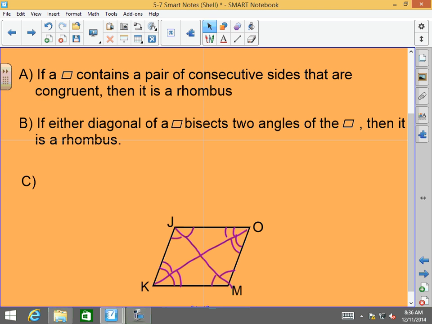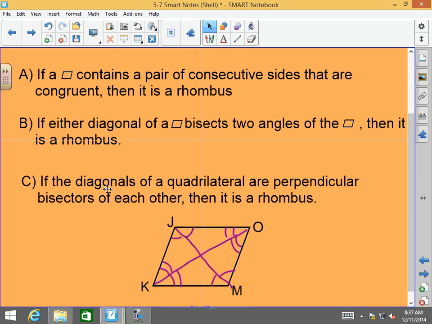So we have, if a parallelogram contains a pair of consecutive sides that are congruent, it's a rhombus. If the diagonals of a parallelogram bisect two angles of the parallelogram, then it is a rhombus. And if the diagonals of a quadrilateral, well, I should have said parallelogram, but okay, are perpendicular bisectors of each other, then it is a rhombus.